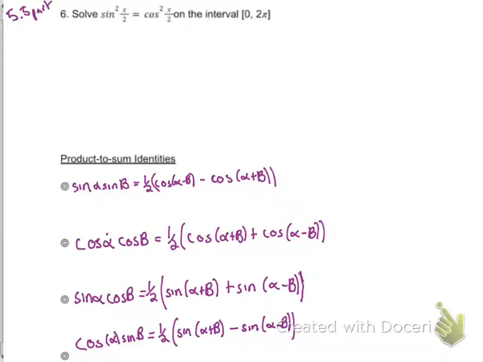I already filled out that product to sum identities again, because we already had those in class last week. So we don't need to rewrite them if you already have them, but if you missed that day, I want to make sure you have them. We have the last try it yourself problem on this page.